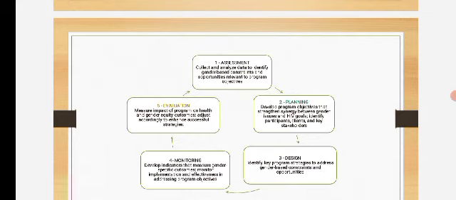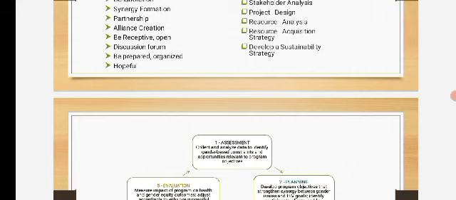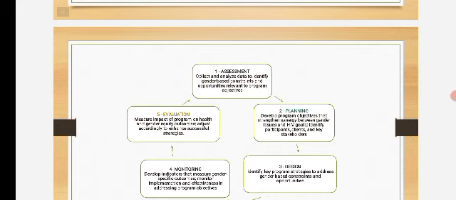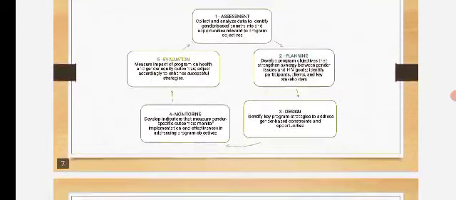We have assessment. In assessment, we collect and analyze data to identify gender-based constraints and opportunities relevant to program objectives. Number two, planning: develop program objectives that strengthen synergy between gender issues and HIV goals, identify participants, clients and key stakeholders. Number three, we have the design: identify key programs and strategies to address gender-based constraints and opportunities.